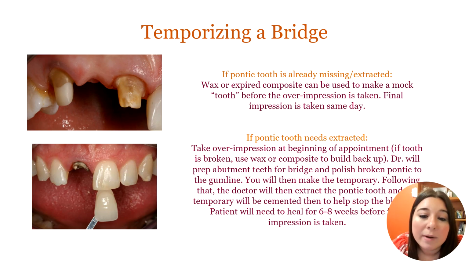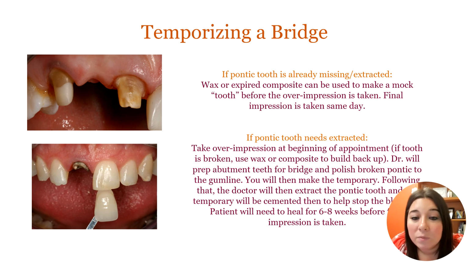The doctor will then prep the abutment for the bridge, polish the broken pontic tooth to the gum line usually, and then you'll make the temporary. It'll be all done, and then after that, the doctor can extract the broken tooth. It's already at the gum line, so it'll be easier to get that root portion out. And then after the blood clots for a few minutes, you can go ahead and cement the temporary bridge in.